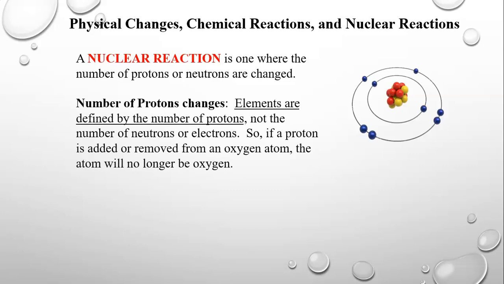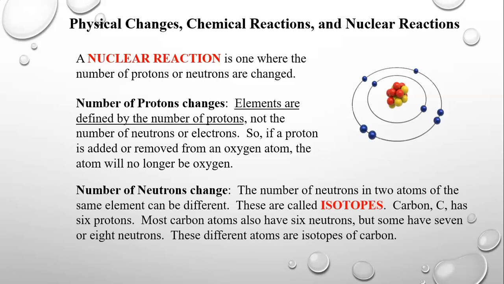If the number of protons changes, elements are defined by the number of protons, not the number of neutrons or electrons. So if a proton is added or removed from an oxygen atom, the atom will no longer be oxygen. If you added a proton to oxygen, it would become fluorine. If you took one away, it would become nitrogen. So it would actually change the identity of the element. Having said that, it's impossible to add or take protons away. The strong nuclear force is just simply too strong. There's no man-made way to split an oxygen atom. There are, however, less stable large atoms like uranium. You can split those and change the number of protons in the nucleus of a uranium atom.